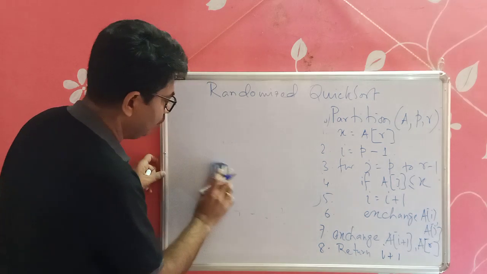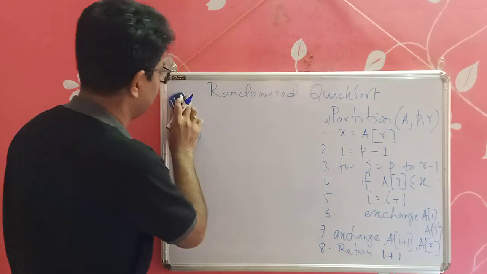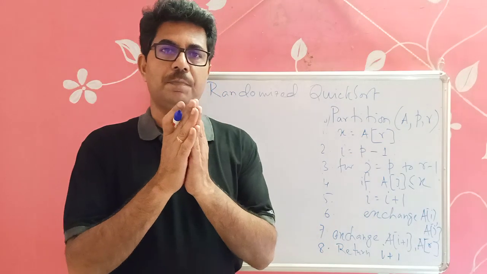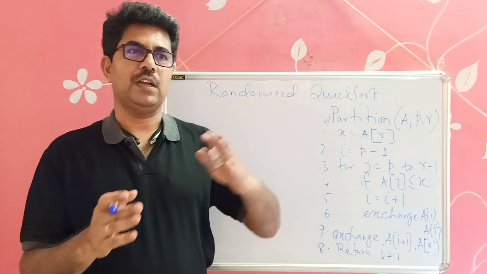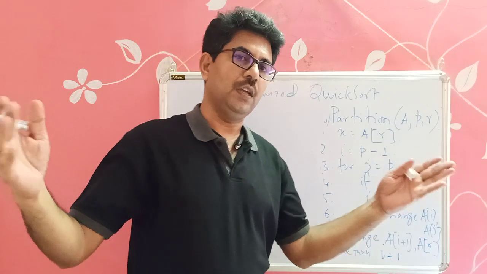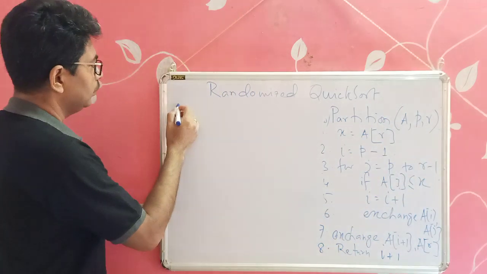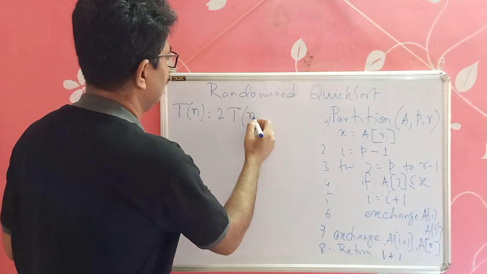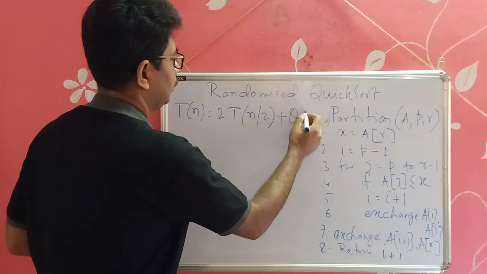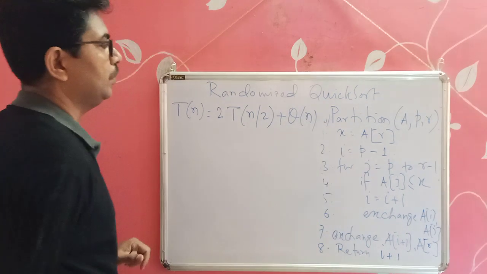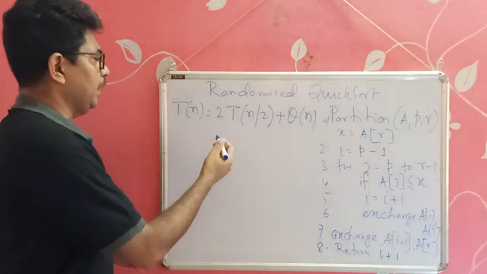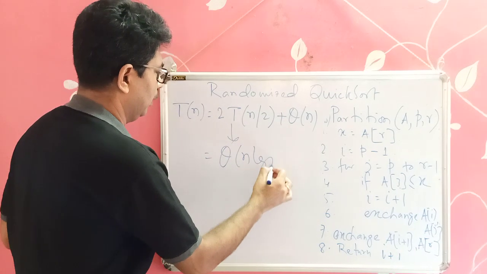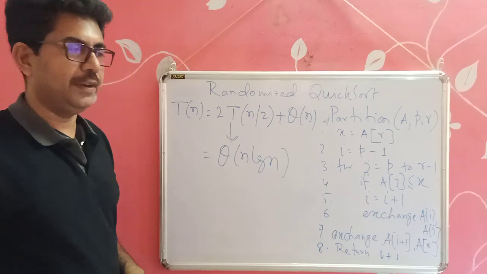Here, again, we are aware that when the partition is always equal, that is, the pivot element is always placed in the array such that the left-hand and right-hand sides are of equal volume. That means T(n) equals 2T(n/2) plus theta of n for this partition. If we apply the master theorem, we can easily get that this value is theta of n log n.